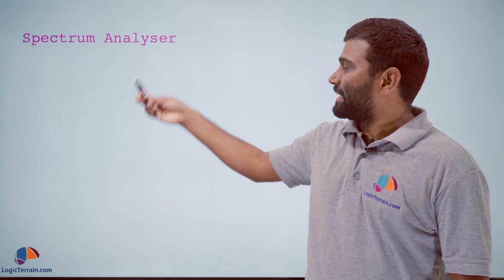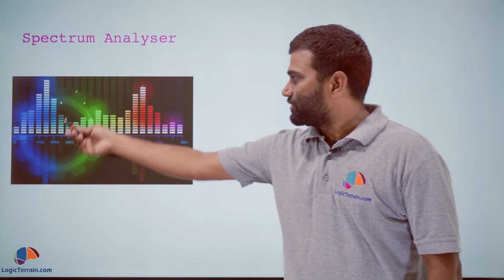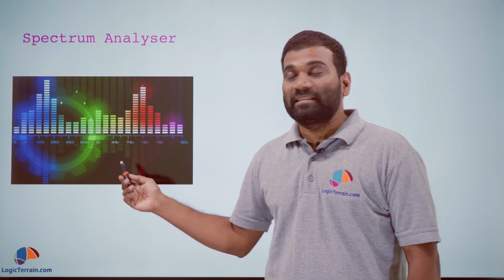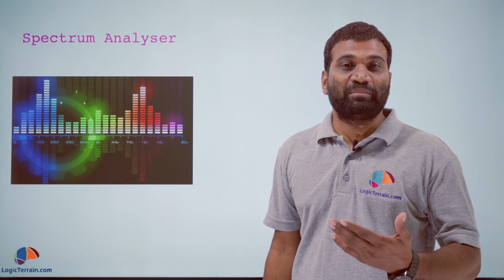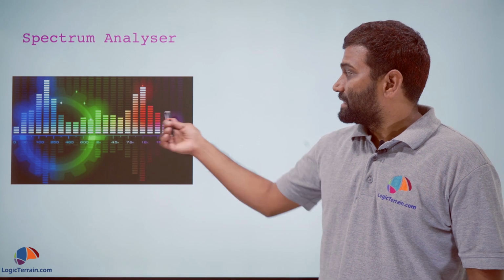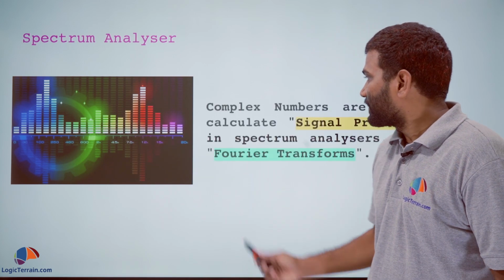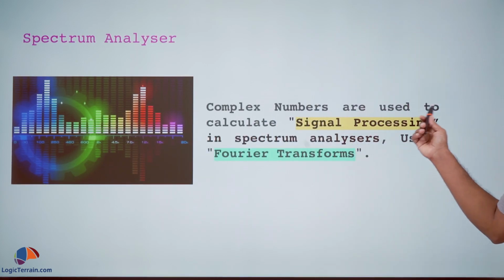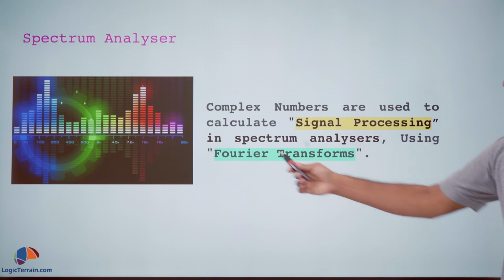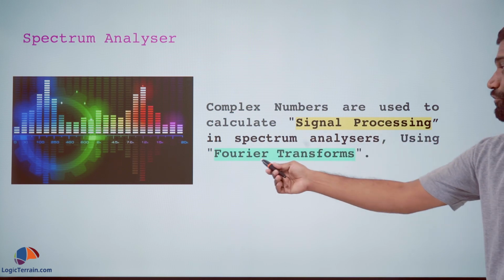Here is another application of complex numbers, the spectrum analyzer. See this beautiful display? You must have seen this kind of display while playing music or at DJ shows. This is a spectrum analyzer. Complex numbers are used to calculate signal processing in spectrum analyzers using Fourier transforms.